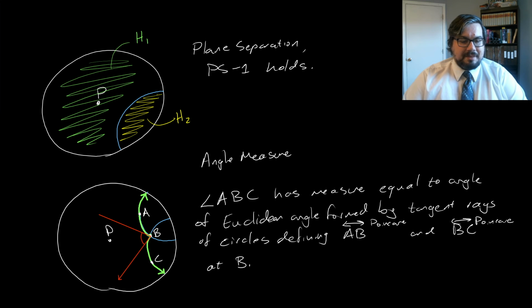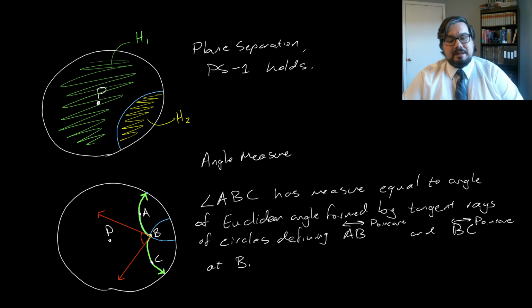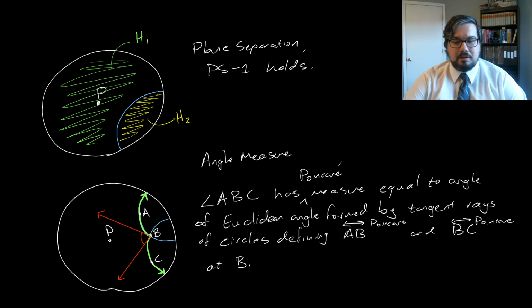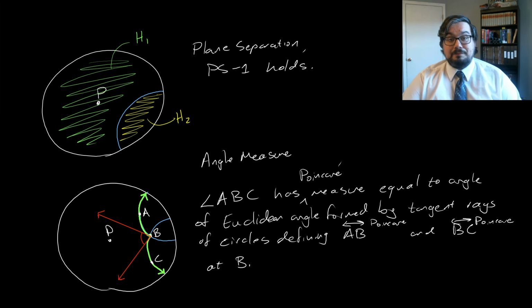So we can look at the two Euclidean rays at B that are the tangents to the circles here, and measure this angle, and whatever the measure of that angle is, that is the Poincaré measure of that angle as well. So we define the Poincaré angle measure in terms of the Euclidean angle measure.